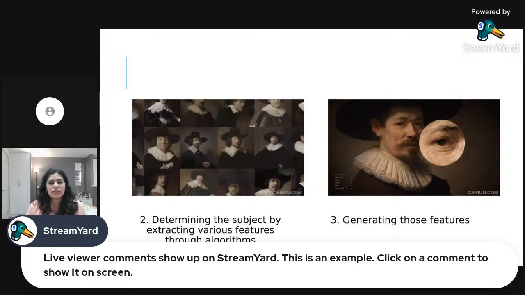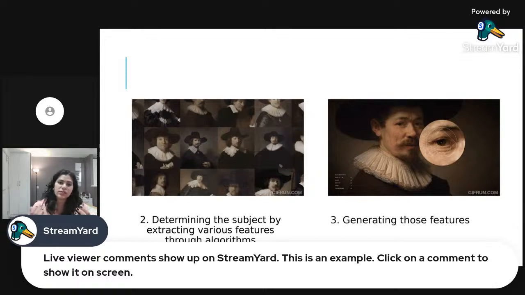And in the next step, they started determining the subject by extracting various features through algorithms. And then they started generating these features. For example, most works of Rembrandt revolved around a white Caucasian male. The structure of the nose, the features like the lips, the gap between the eyes, all of these things were fed into that AI system. If there are, say, 10 Rembrandt paintings, then these are the features in all these 10 Rembrandt paintings.